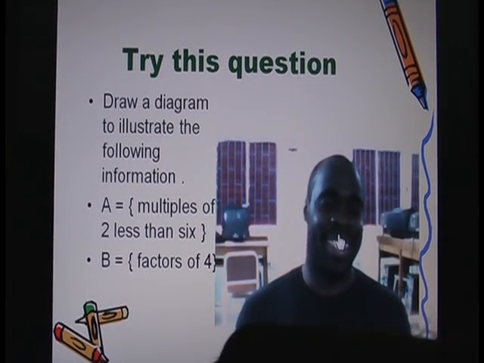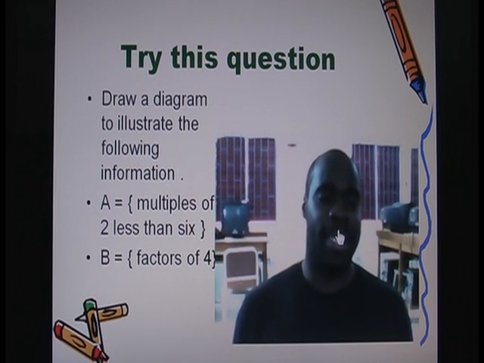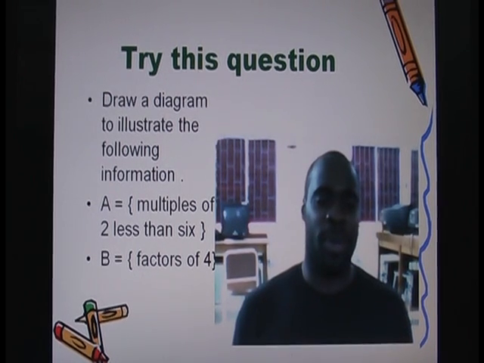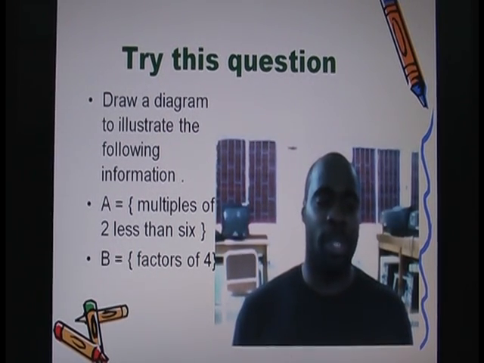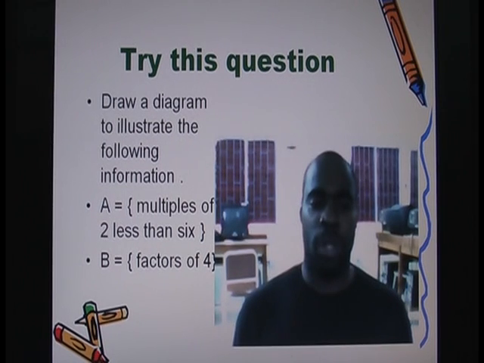Try this question. Okay, draw a diagram to illustrate the following information. Set A is equal to multiples of 2 less than 6, and set B is equal to factors of 4. You must be wondering, what are multiples of 2 and factors of 4? Follow me before you pause your video.